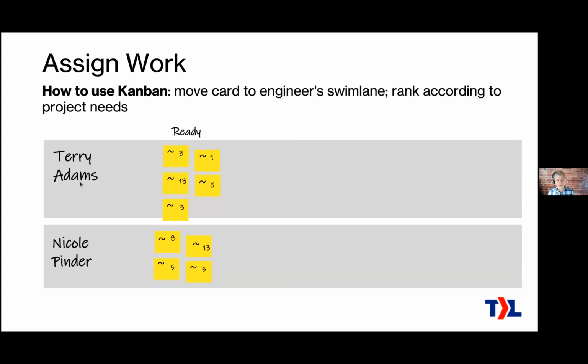Okay, so we've shifted it a little bit because now we're concerned with who's actually going to do this work. So you just pick up a card and put it in the swim lane for your individual engineers, and you rank them. You don't just toss them in a random order. You actually put them in the most important order, 1, 2, 3, 4, 5, and that is the order that the engineers will do them in.